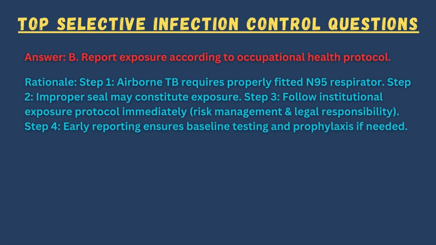Rationale. Step 1. Airborne TB requires properly fitted N95 respirator. Step 2. Improper seal may constitute exposure. Step 3. Follow institutional exposure protocol immediately, risk management and legal responsibility. Step 4. Early reporting ensures baseline testing and prophylaxis if needed.